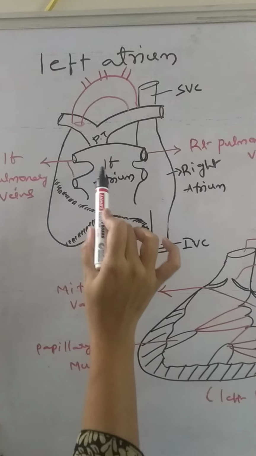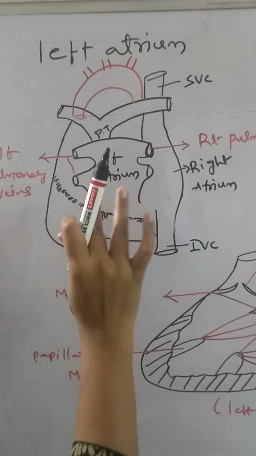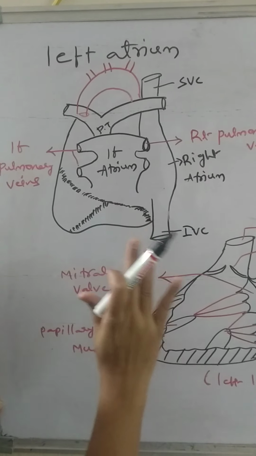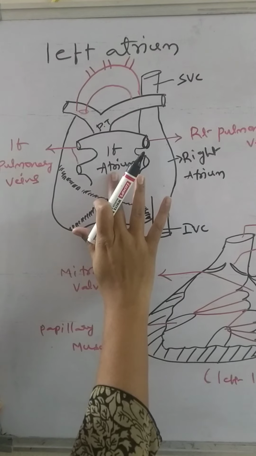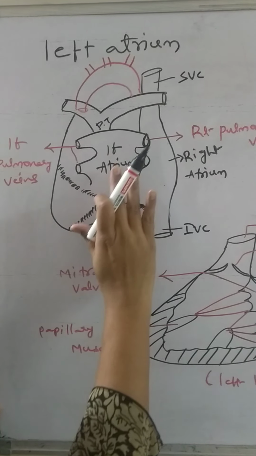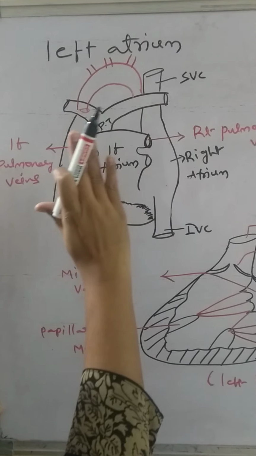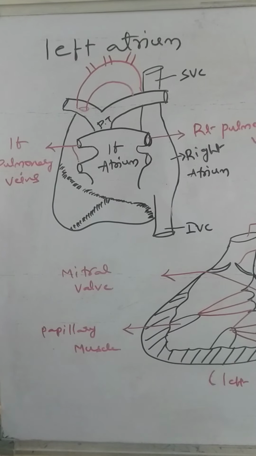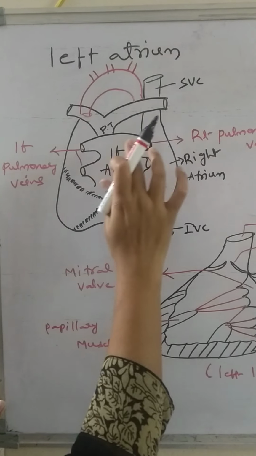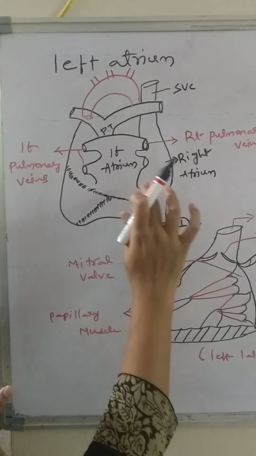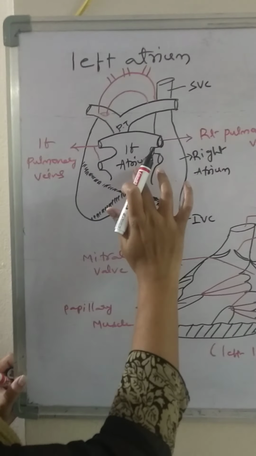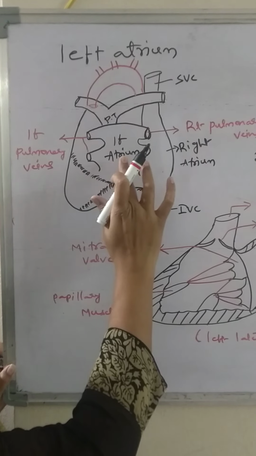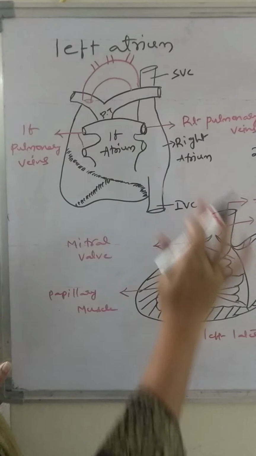The left atrium also forms the anterior boundary for the oblique pericardial sinus. The musculature of the left atrium is somewhat thicker than that of the right atrium.